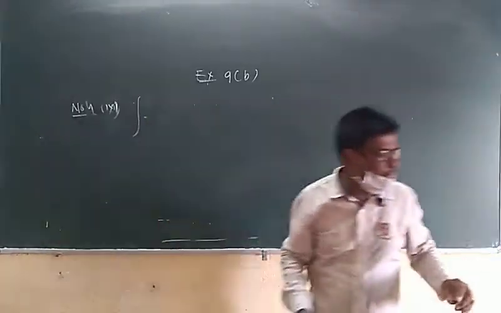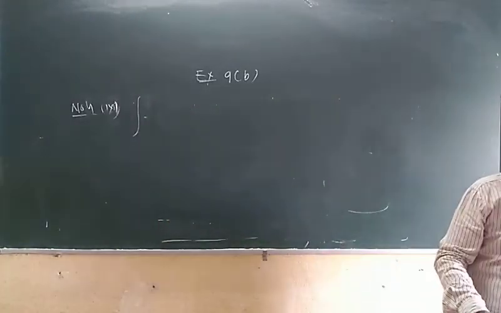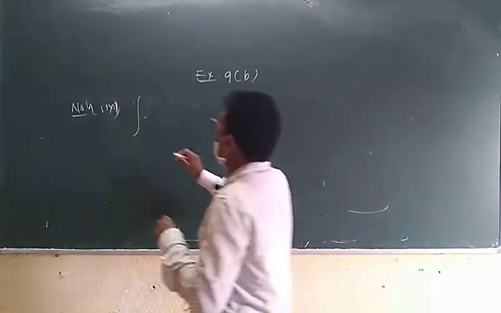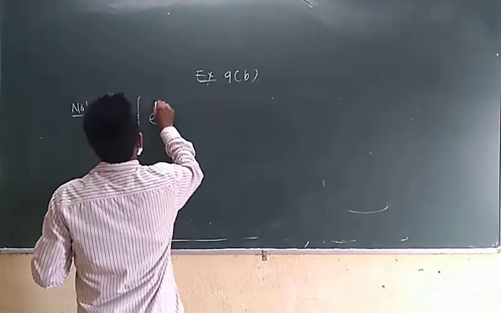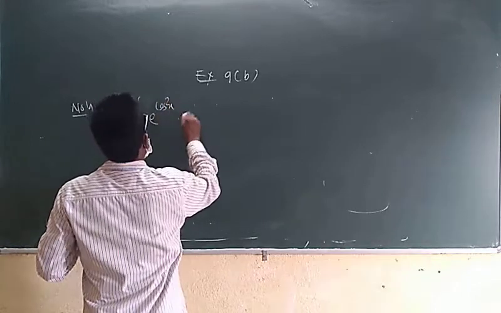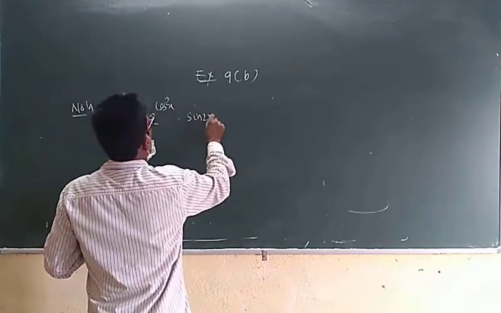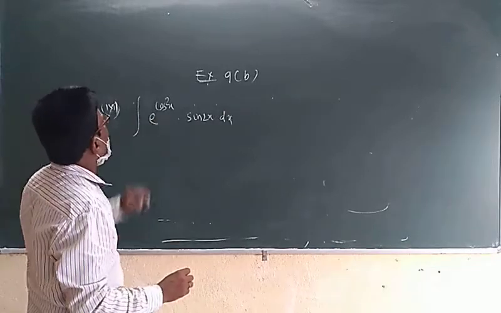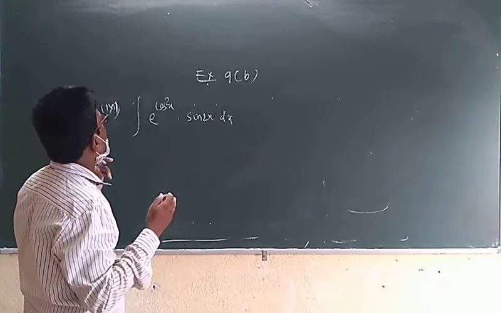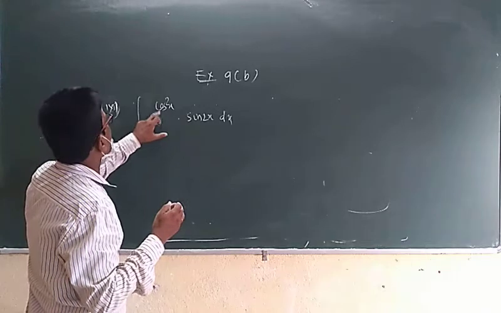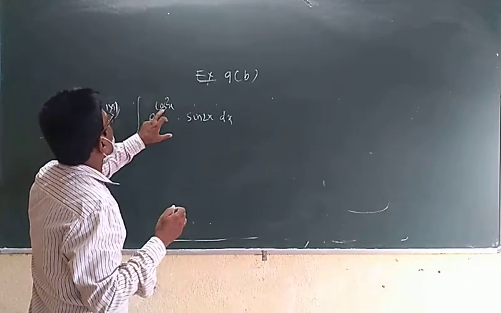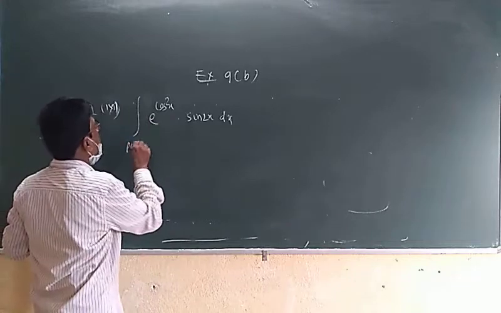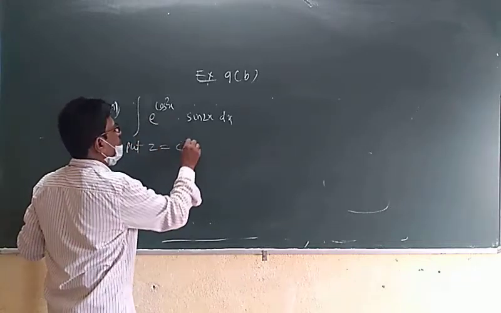Look, ix: e to the cos square x sin 2x dx. I have told many times, the power of the exponential function, the power of the exponential part, that is the constant part, is taken as z. So the power is cos square x, taking z, put z is equal to cos square x.